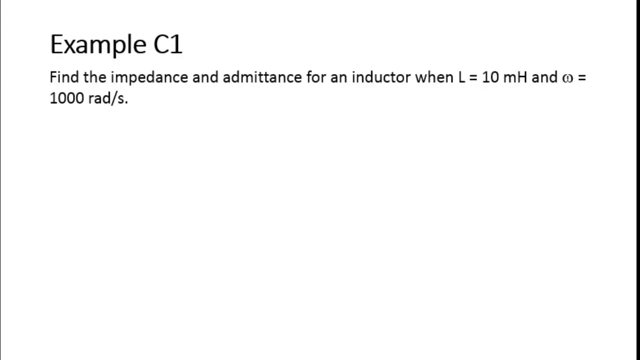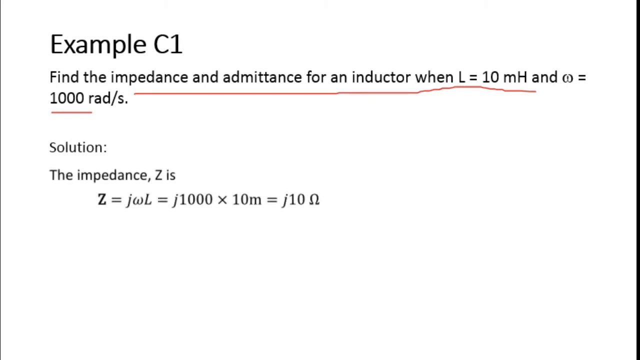Example C1. In this example, we want to calculate the impedance and admittance for a 10 mH inductor when the omega is 1000 radian per second. This is a very straightforward problem. We just need to apply the formulae. For the impedance, ZL equals j omega L. Substitute the values, we get the impedance. ZL equals j10 ohms.